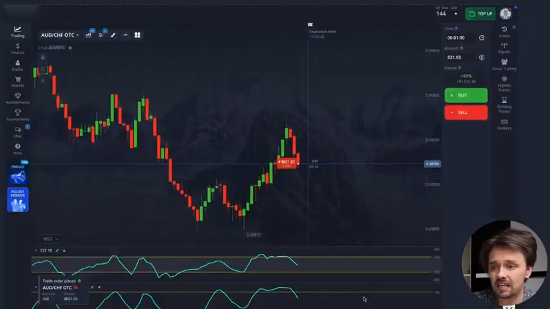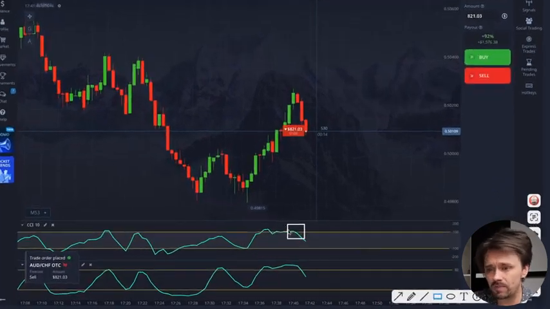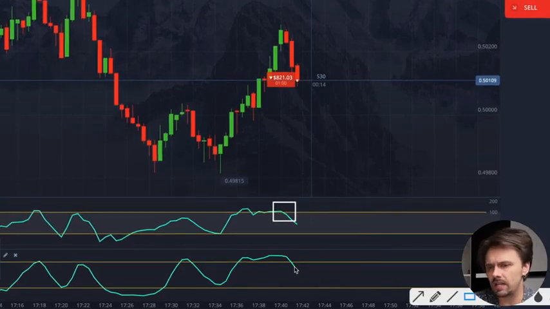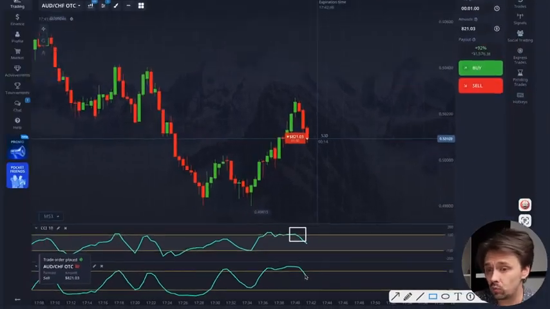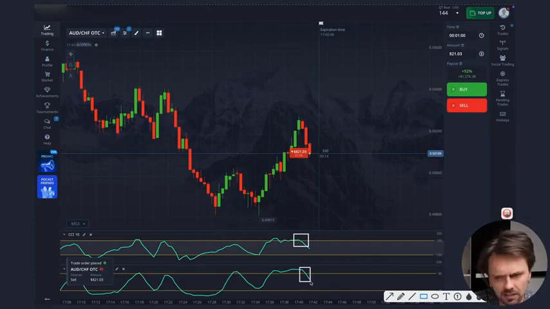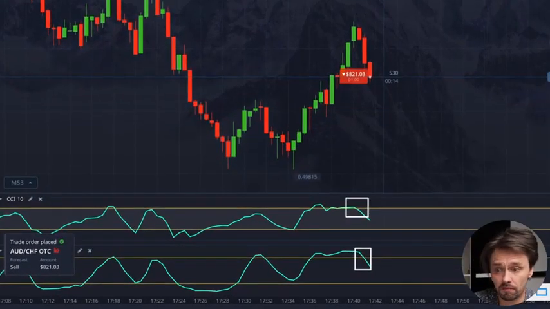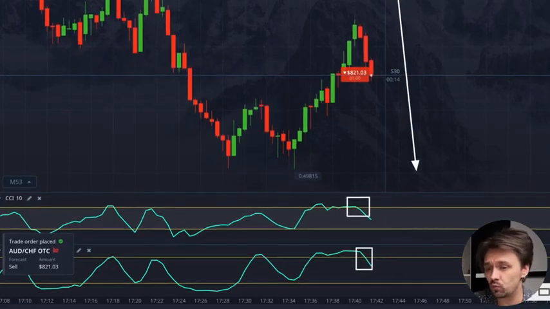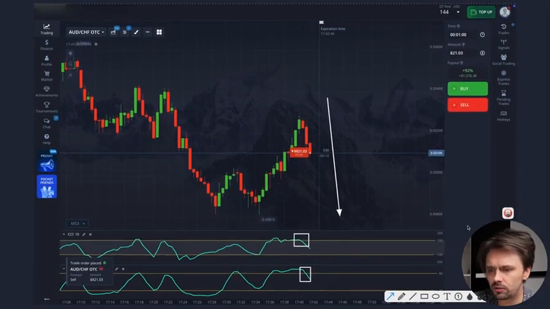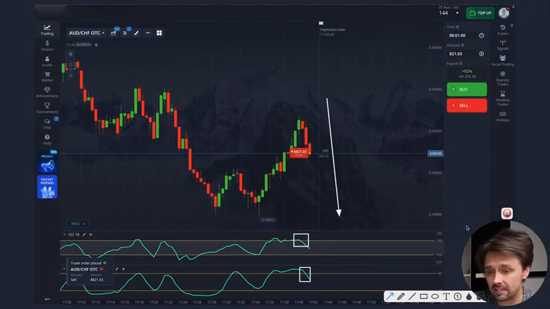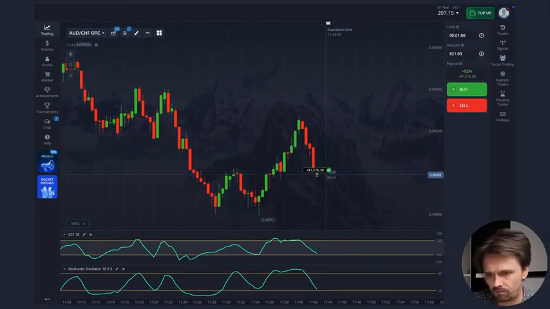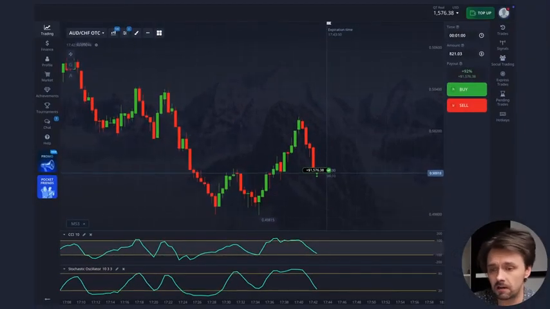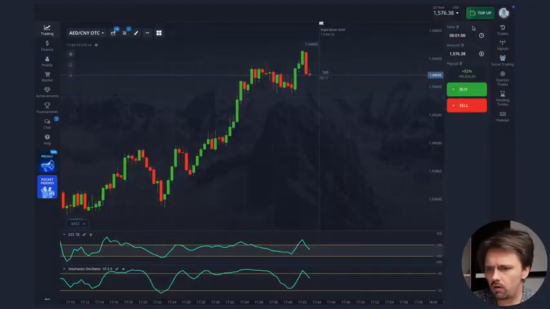The CCI 10 line went above the 100 level, and this is the overbought zone when the market is already overheated upward. Now it stops growing and breaks downward from the upper area. Stochastic was also in the upper zone above the 80 level, and now you can see the line making a downward reversal. This means the short-term upward impulse has ended, so we're waiting for the trade to close. And it brings me $1,576. Very, very well.